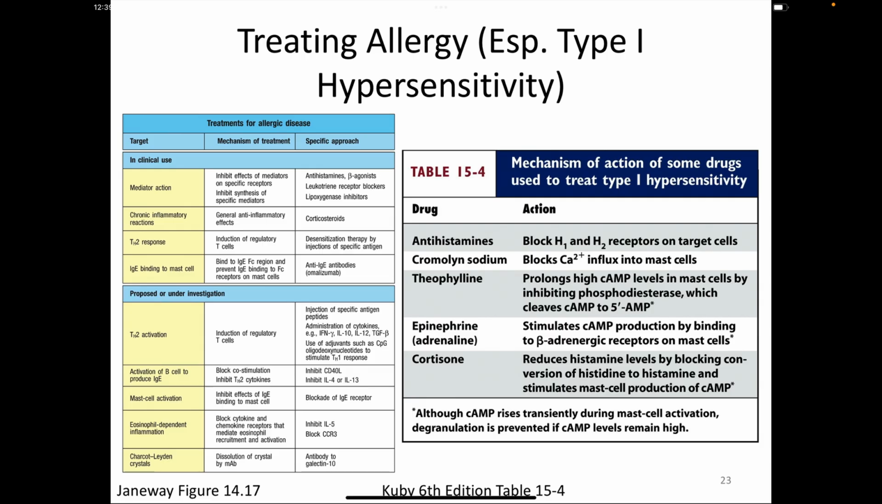Many of the things that we've been talking about, of course, would work for treating some of our hypersensitivity responses that are types 2, 3, and 4. But if you recall, a type 1 hypersensitivity response is unique because it is IgE and mast cell mediated.